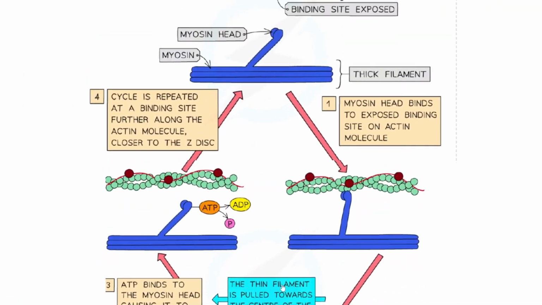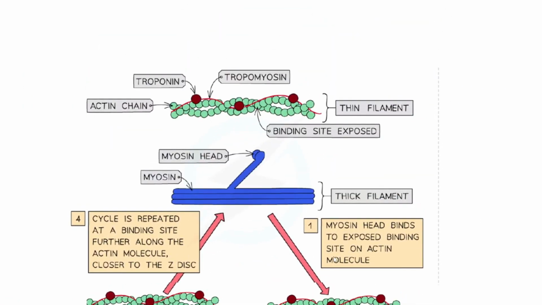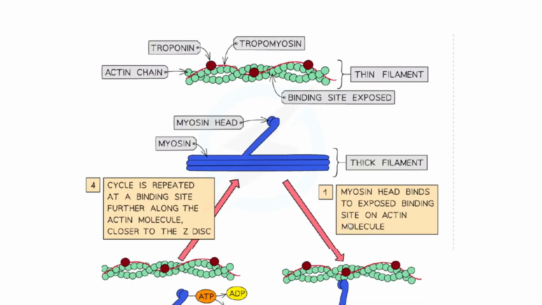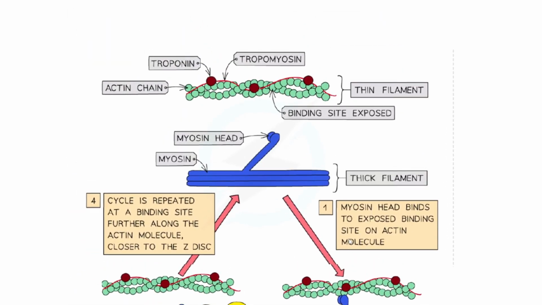Now we're going to learn about the contraction of muscles, the sliding filament theory. This is a really important theory in A levels. Okay, so where does it all start from? It starts from the neuromuscular junction. What is a neuromuscular junction? Neuro means neurons, muscular means muscles.